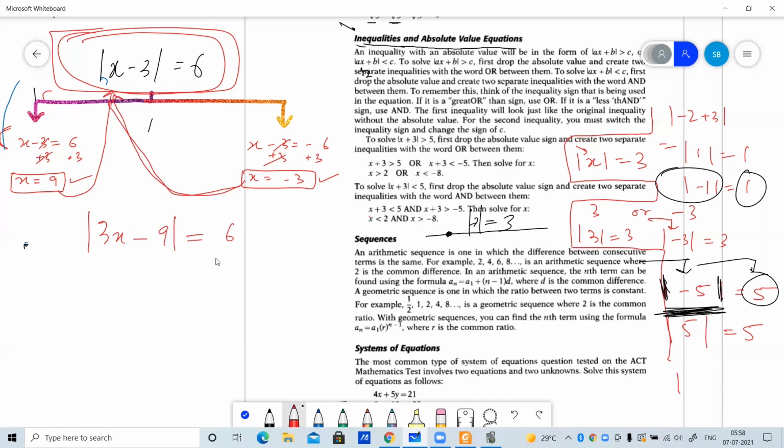So absolute value of 3x minus 9 equals 6. Give me two x values for this absolute value equation. 3x minus 9 equals 6, and 3x minus 9 equals negative 6. Correct. So can you solve both of them?